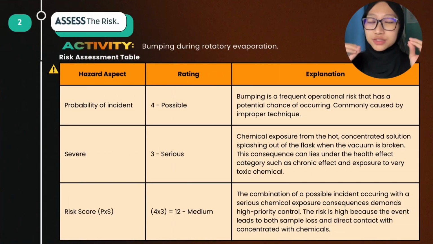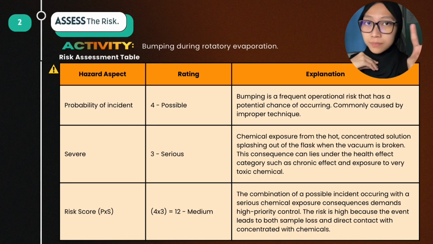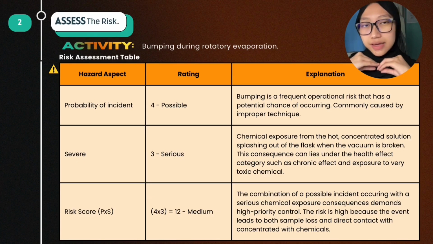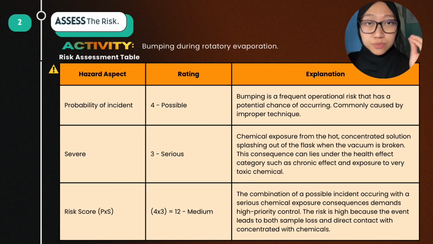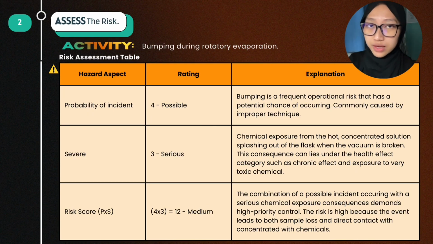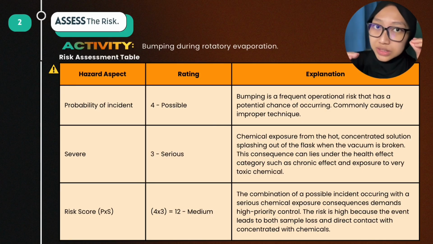Now that we recognize the hazard, let's assess the risk. Based on the probability of incident, we have rated it as 4, possible, because bumping is a frequent operational risk that has a potential chance to occur. Regarding the severity, we have given it a 3, serious, as the chemical exposure from the hot and concentrated solution splashing out will lead to health effects such as chronic effects and exposure to very toxic chemicals. When we calculate the risk score, we get 12, a medium risk, and this medium risk score for a chemical hazard will actually demand a high priority control even though the score is not high.